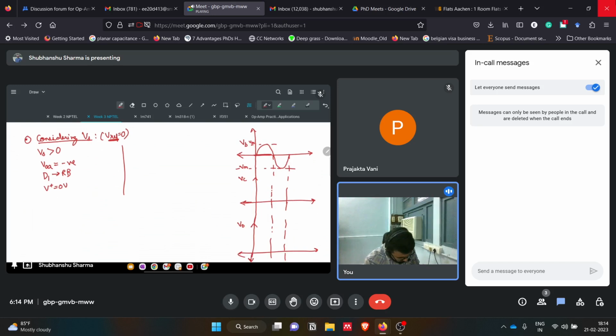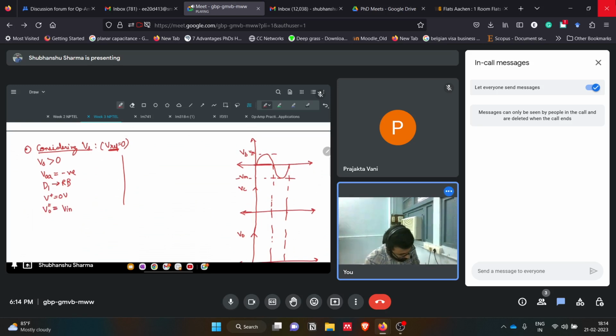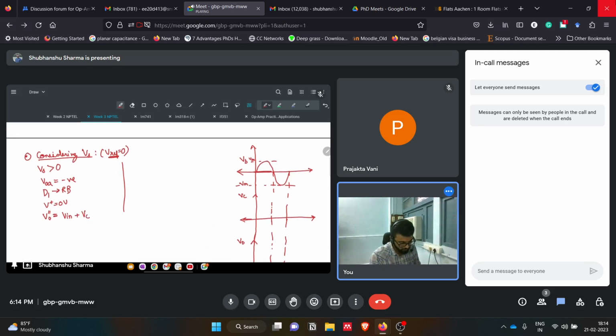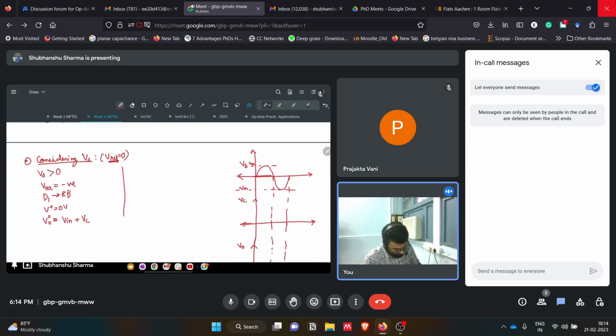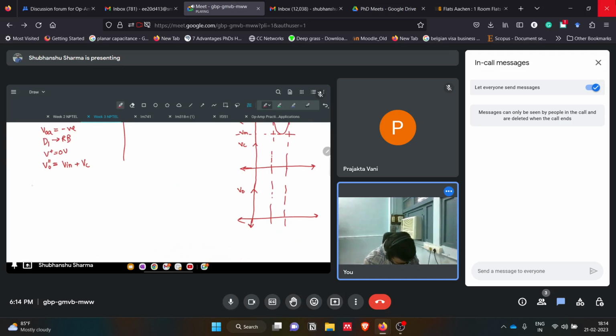And what is V output? V output will be V in, this we can say double prime, because we are considering only Vs here. So V in plus Vc. Okay, how is it happening? I'll make a circuit for you. This is our voltage source. This is a capacitor. This is a resistance, and we have a diode here, and this is grounded.